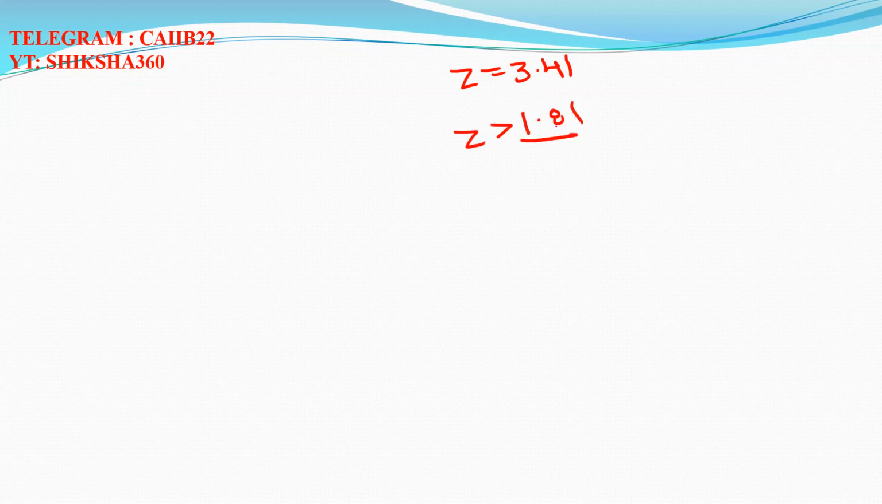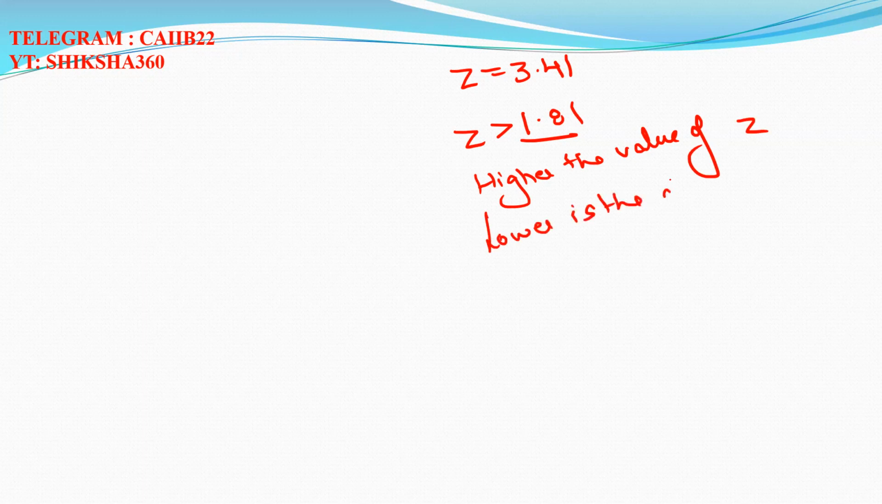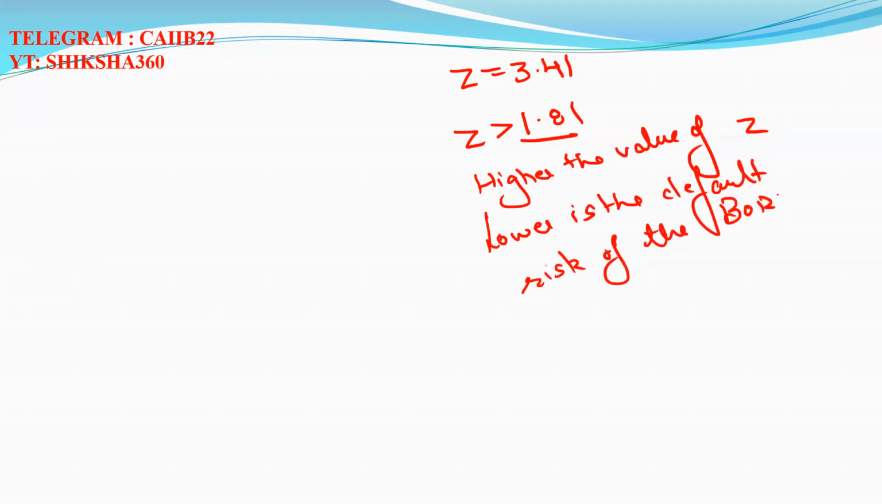So what is the meaning of that? The higher the value of Z, the lower is the risk. So lower is the default risk of the borrower. So this one is the answer here.